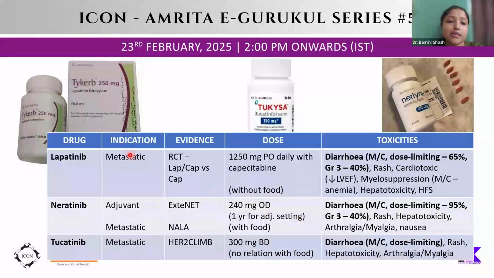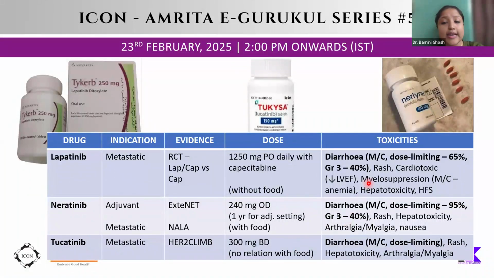So next I'll discuss the tyrosine kinase inhibitors, that is lapatinib, neratinib, and tucatinib. And I have already discussed the indications previously. Now with the dose: lapatinib along with capecitabine is given at a dose of 1250 mg orally daily without food. Neratinib dose is 240 mg OD with food. For the adjuvant setting, the duration is 1 year. Tucatinib is given at a dose of 300 mg BD with or without food.